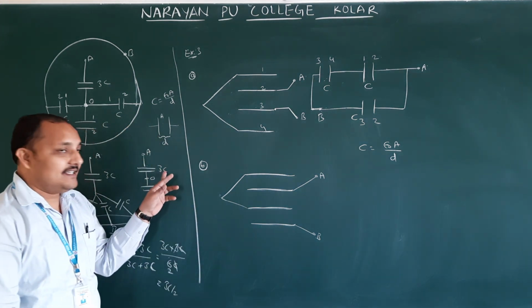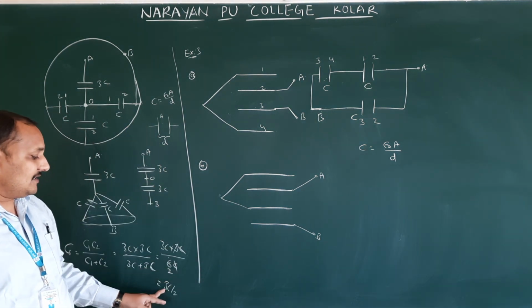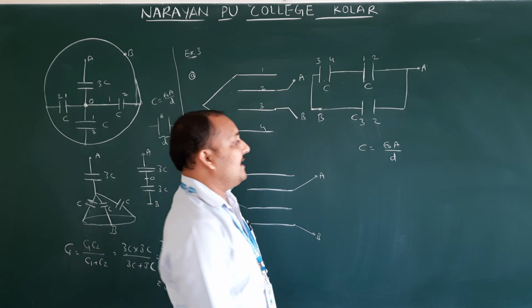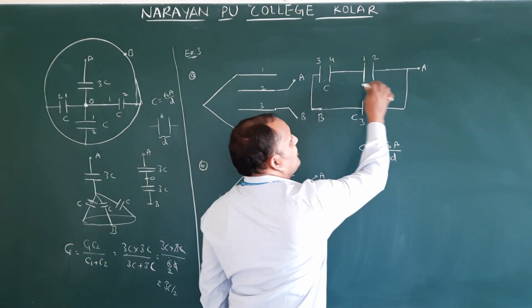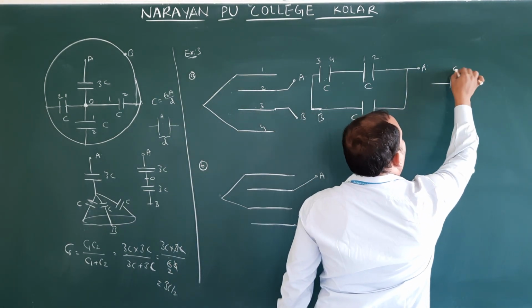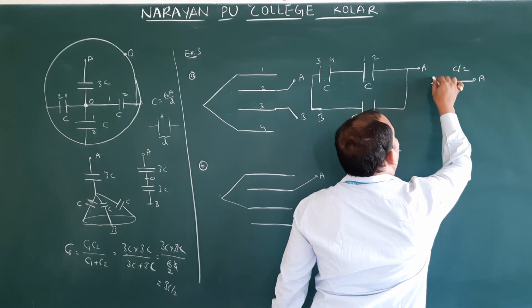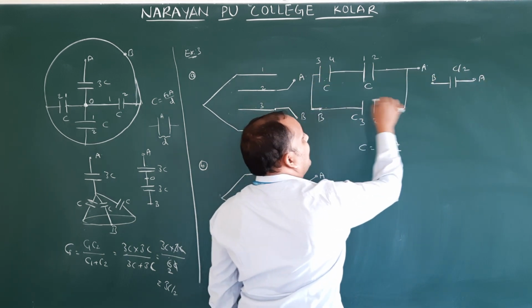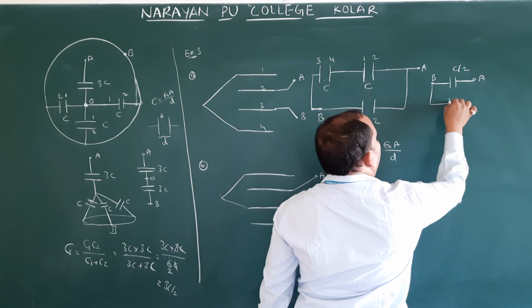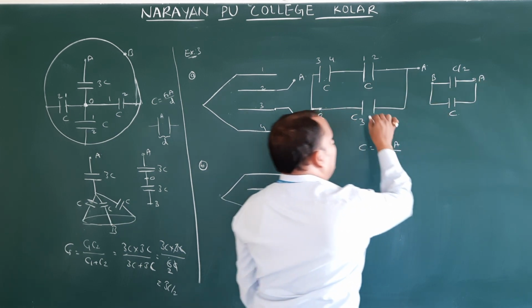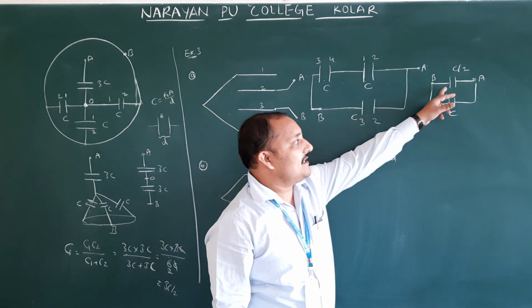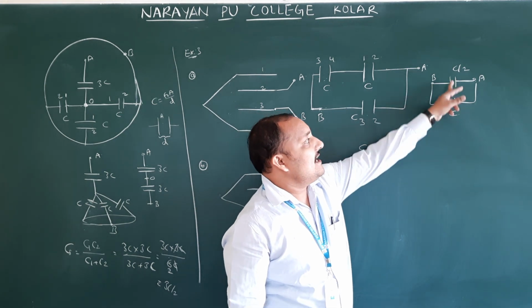Equal capacitors in series means here C by 2. How did you get C by 2? Now C and C, how will you get C by 2? So in place of these two we can write C by 2. This is A. The second terminal is connecting for B. Again another capacitor, so that is also C. So again two capacitors in parallel, C and C by 2.